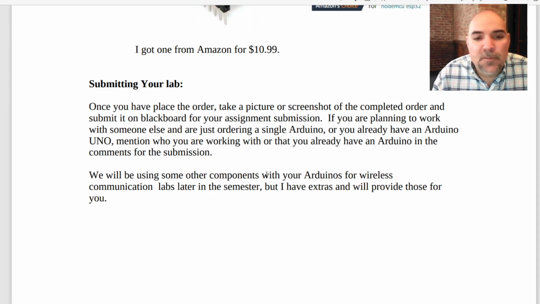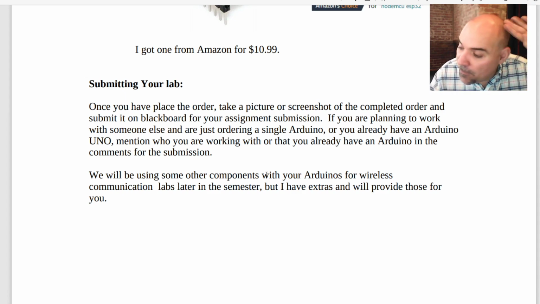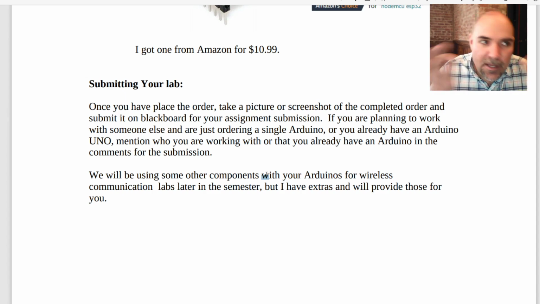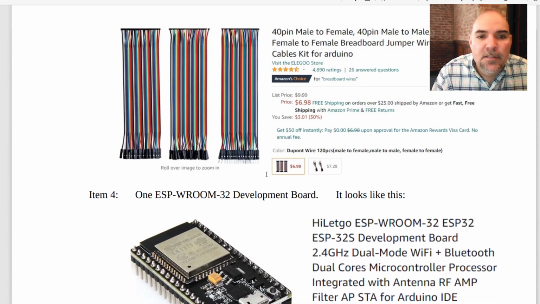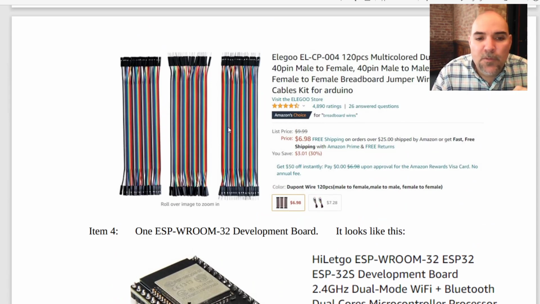If you're planning to work with somebody else and are ordering a single Arduino, or you already have one, tell me that in the comments and who you're working with. And I just want to make sure that you have available for the lab for next week 2 Arduino boards. Either you already have one, or you and a friend have one together, and you have these Dupont cables to be able to wire and hook them up, because that's what we're going to be doing next week.